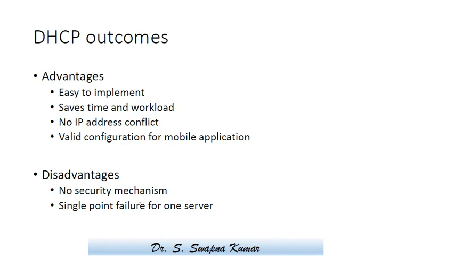Finally, it is a single point of failure of one server. That means if the DHCP server connected to the network is a single one, then if that DHCP server fails, the network fails. So this covers the entire discussion of the DHCP server, and that gives an idea about how the DHCP server, which is a protocol that automatically assigns the IP address for each device that connects to the network. With this, let me conclude. Thank you.